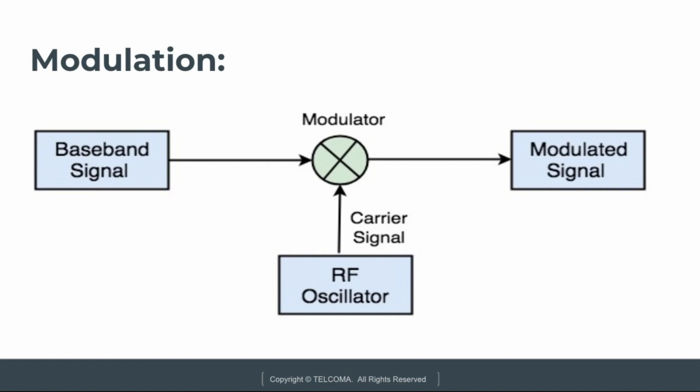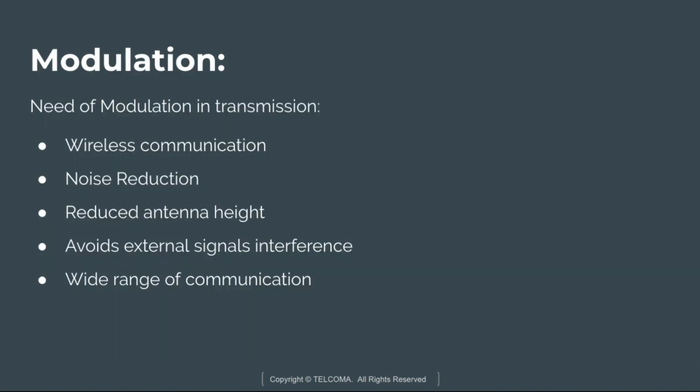The next topic is the need for modulation in transmission. Modulation is used in wireless communication so that the signal can travel a longer distance. Modulation also reduces noise and reduces the antenna height. It is a cost effective method to deploy any communication process. It also avoids external signal interference and is used in a wide range of communication processes.